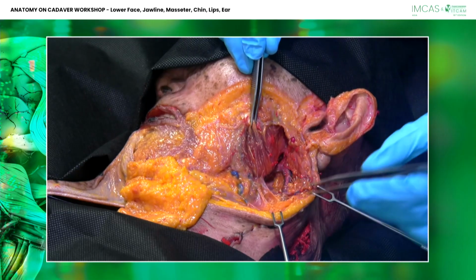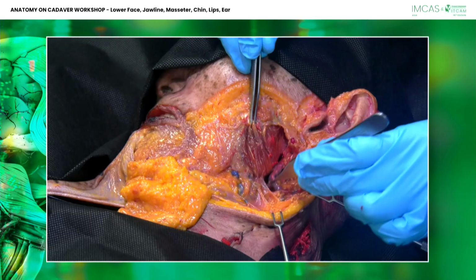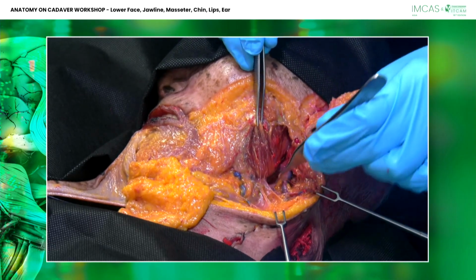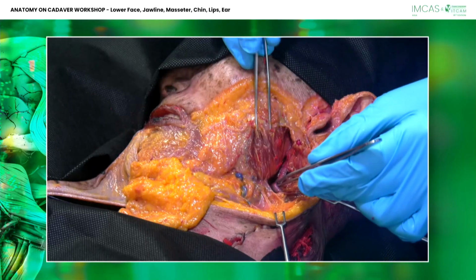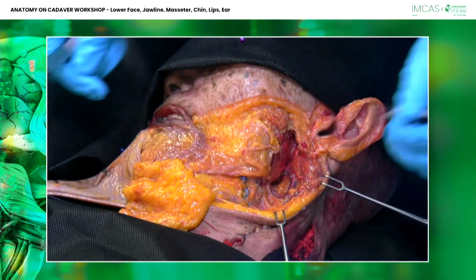It runs behind the ramus of the mandible here. Please be aware of this area too. Don't slip and go too deep when you insert the cannula or the sharp needle into this vessel. So right now, we are moving to the medial part.